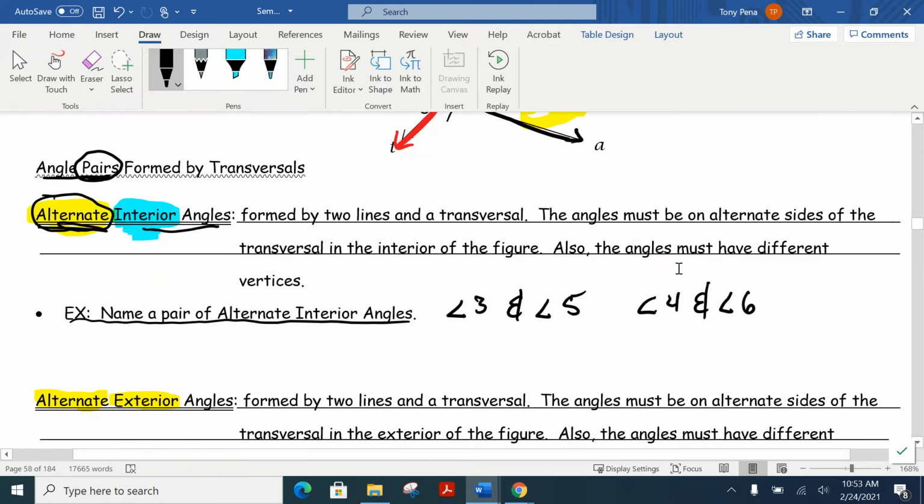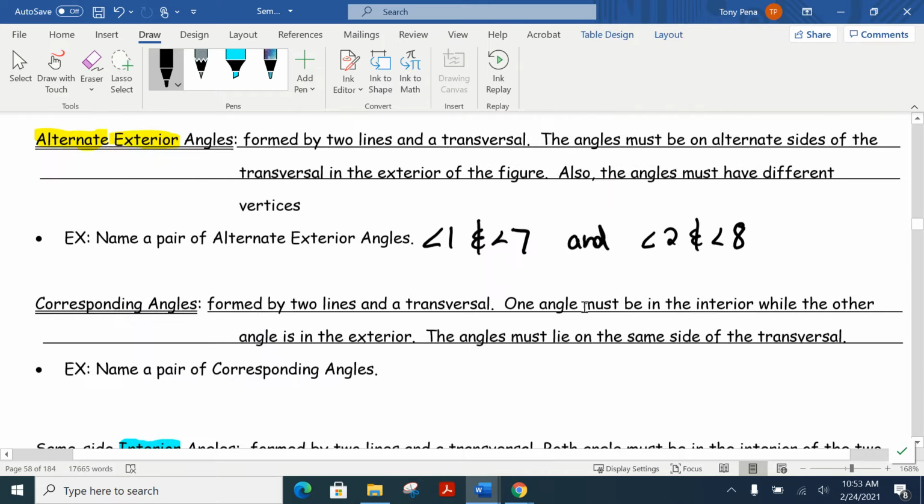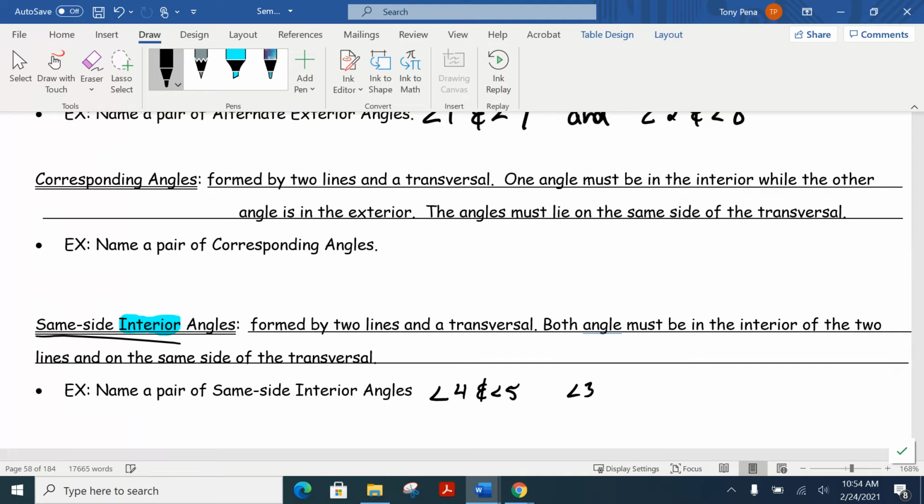But at the same time, we have a couple more. Angle 3 is also inside of that yellow shaded region. It's on the right-hand side of the transversal, as is angle 6. It's on the right side of the red line. It's inside the two black lines. So 3 and 6, we would also consider same side interior. All right.